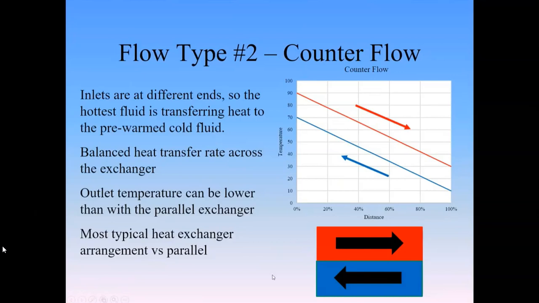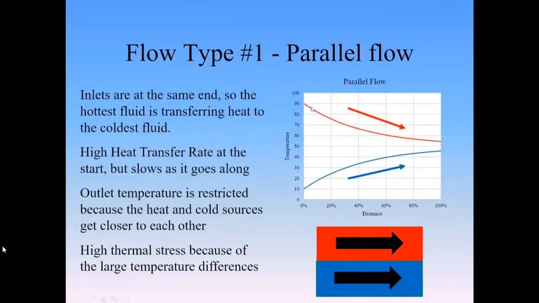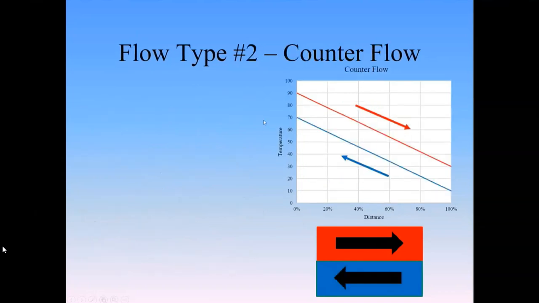Okay, so that arrangement. Parallel flow is good in cases where we need to exchange heat as fast as possible, and we don't really care about the outlet conditions. But if we need a heat exchanger to do a good job and transfer the maximum amount of heat, counterflow is what we want.